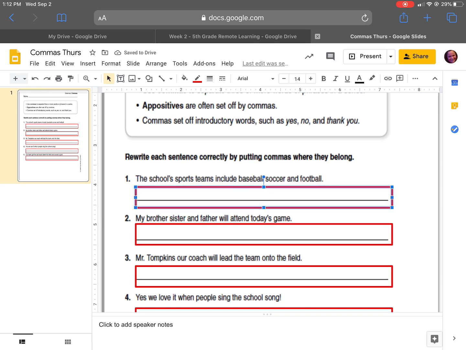The first one is the school sports teams include baseball, soccer, and football. So you're going to click on that and you're going to type, but my keyboard's not popping up. But you have a keyboard on your Chromebook, so you'll be fine. You want to type that correctly using your commas. Please use your commas. All right, kiddos, ask your teachers if you need help and have fun.